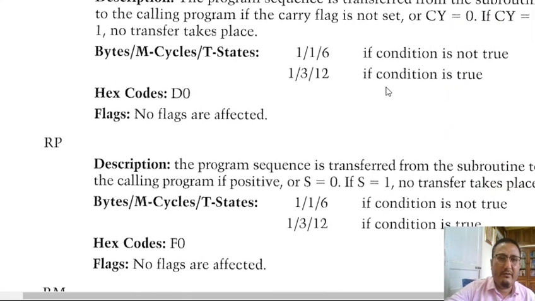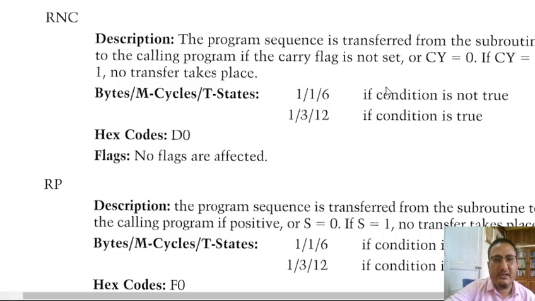Now, likewise, we have another instruction that is called RNC. So, it stands for return on no carry. On execution of the RNC instruction, the program sequence is transferred from the subroutine to the calling program if the carry flag is not set, or carry flag is equal to 0. Now, if carry flag is equal to 1, then no transfer takes place.